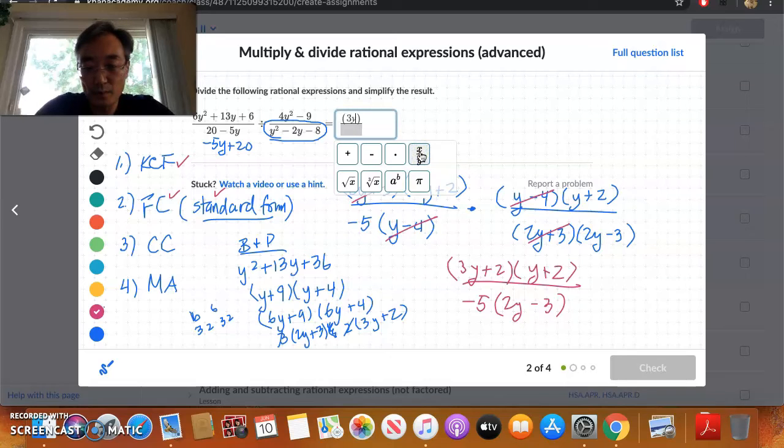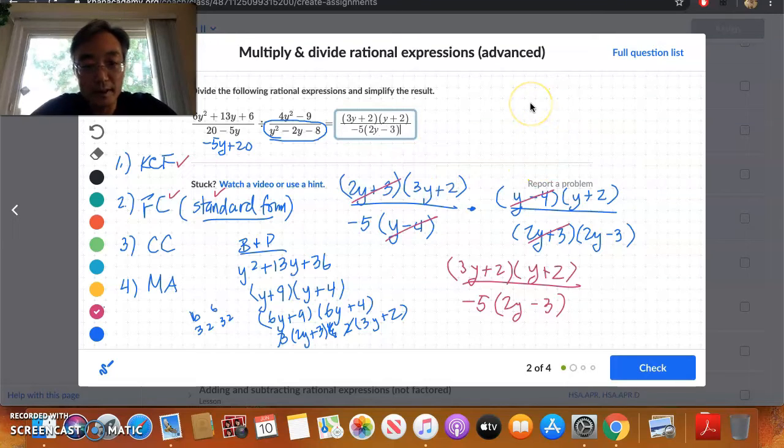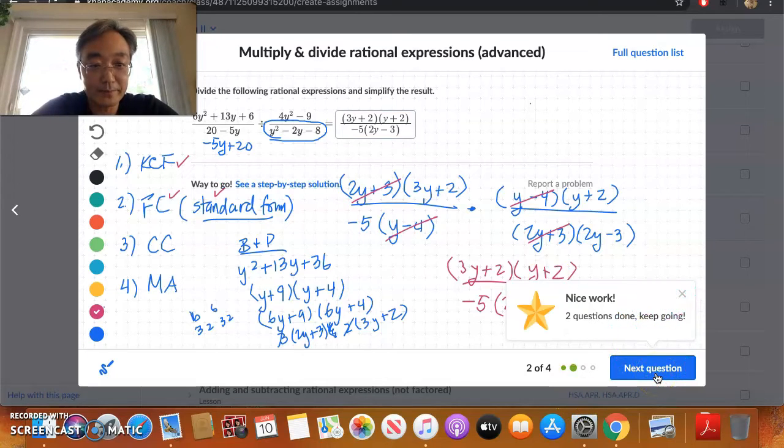So 3y plus 2 and y plus 2 all over negative 5 times 2y minus 3. Okay, and hopefully that's correct. That is correct. Okay, any questions? Okay.